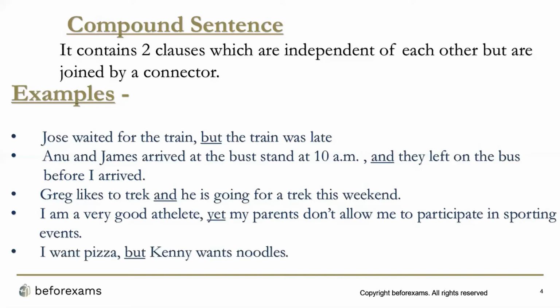I want pizza, but Kenny wants noodles. So again, I want pizza. This is one sentence. Kenny wants noodles. This is the other sentence. They are joined by the connector but. So this is a perfect example of a compound sentence.